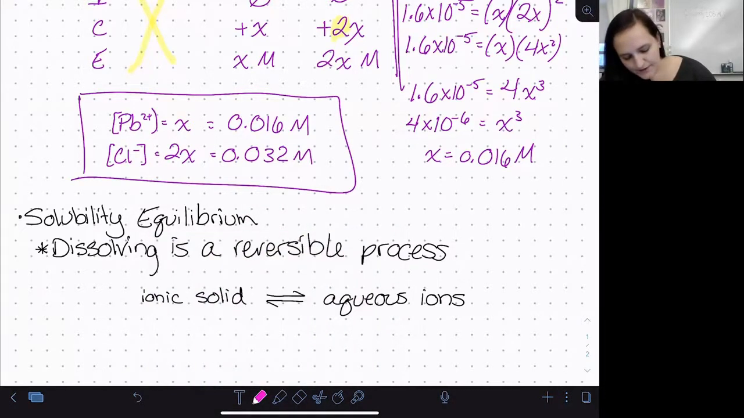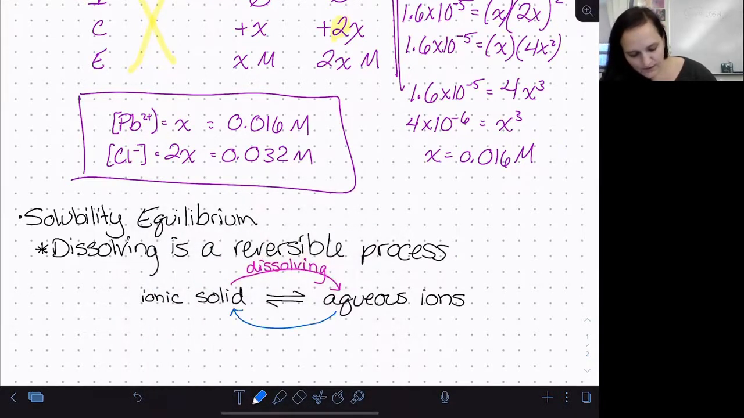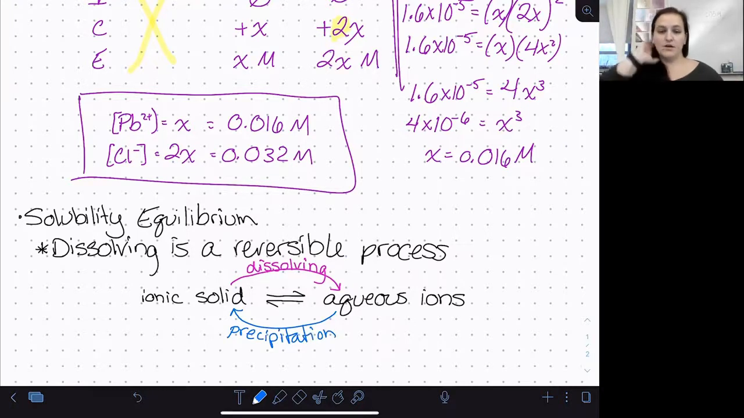The forward direction, going from solid to aqueous, is what we would call dissolving. And the reverse direction, going from aqueous to solid, is what we would call precipitation. Dissolving and precipitation are opposite processes, the forward and reverse of the same thing. So we can and should represent these as reversible reactions. They are an equilibrium process.